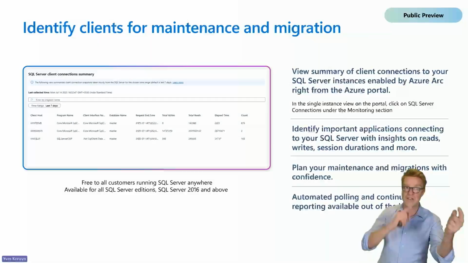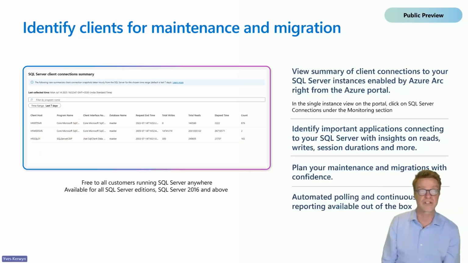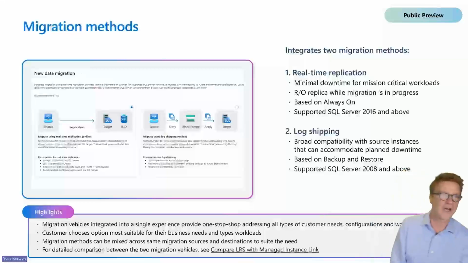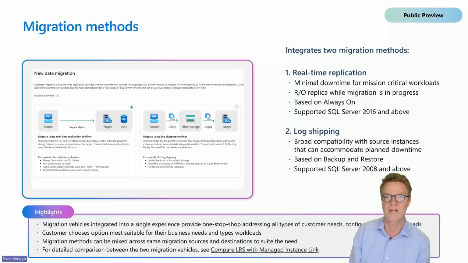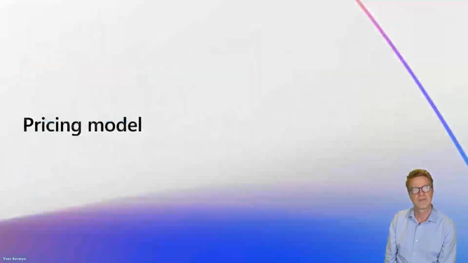It identifies the client connections, so it knows in which order things need to be done, the dependencies between servers on premises, so it helps you with that. It gives you two migration methods, which are real-time replication and log shipping. So it's a very sophisticated solution that can be used.